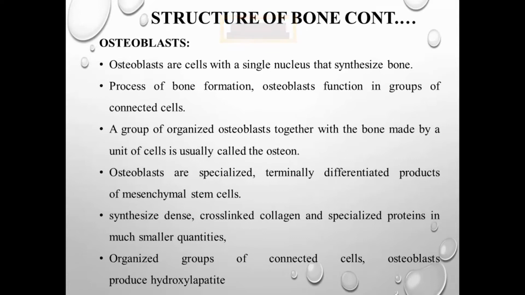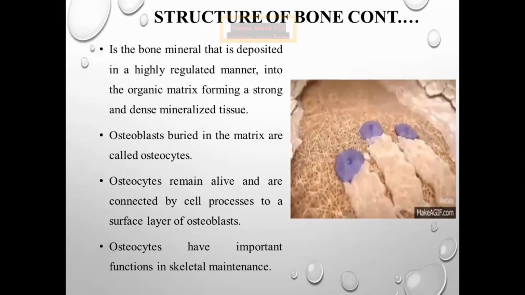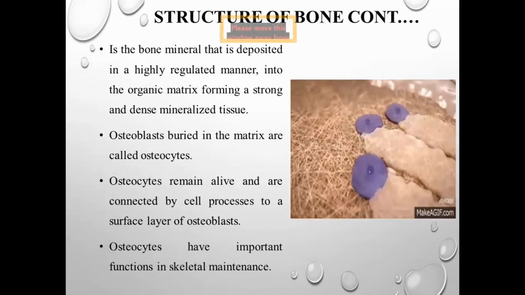The osteoblast is going to synthesize dense cross-linked collagen and specialized proteins in much smaller quantity. So the organized group of connected cells, the osteoblasts, produce hydroxyapatite. The cross-linked collagen secreted by these osteoblasts is going to cover the surface of the bone and form a layer on the surface of the bone. Okay, you can see the video also, the animated thing.